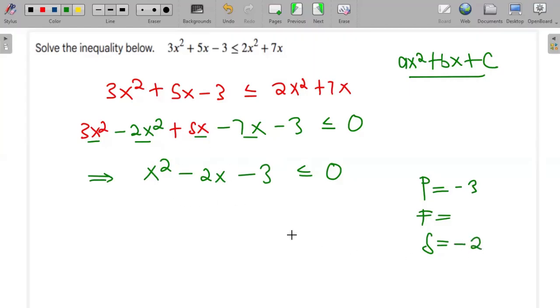So this is -2. So now what will be the factors? What two numbers can we multiply to get -3, but when we add them, we get -2? What two numbers? Anyone to try? What two numbers can we multiply to get -3, but when we add them, we get -2? Anyone to try? Come on, guys. Try.